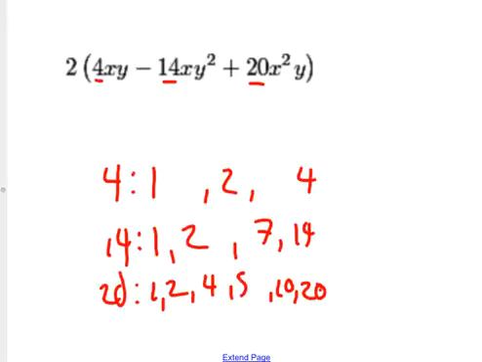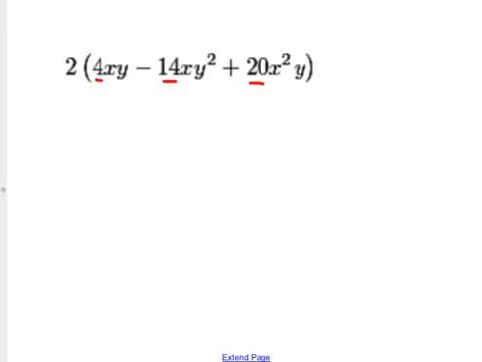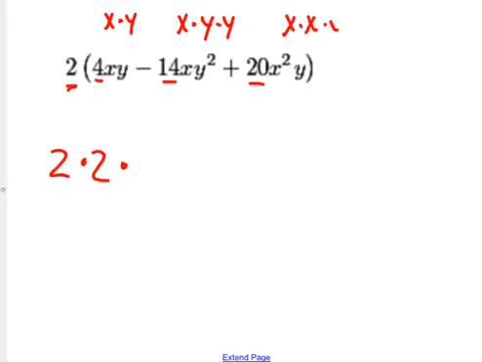Okay, so those are all the factors, and then I'm just looking for the greatest common factor, and I can see that there's no 4 in my factors of 14, so the greatest common factor is in fact 2. So that's what I'm going to pull out of each coefficient, and then I need to look for commonality within the variables. So I know that xy is equal to x times y, and this is equal to x times y, and this is equal to x times y.